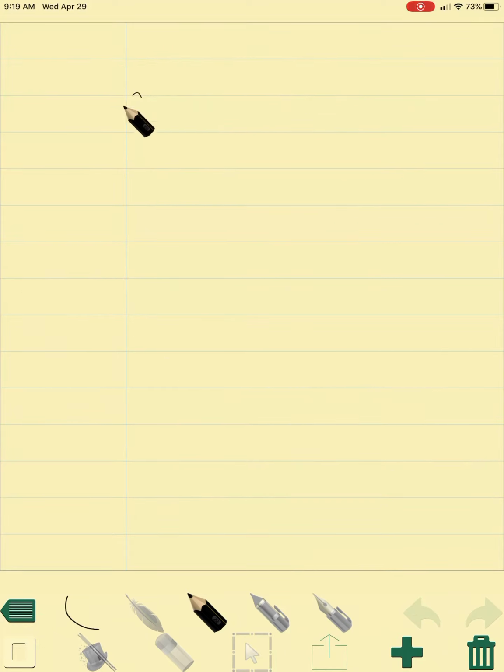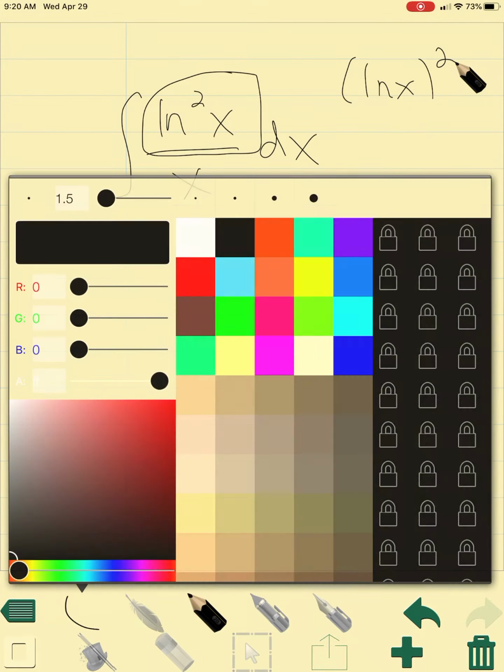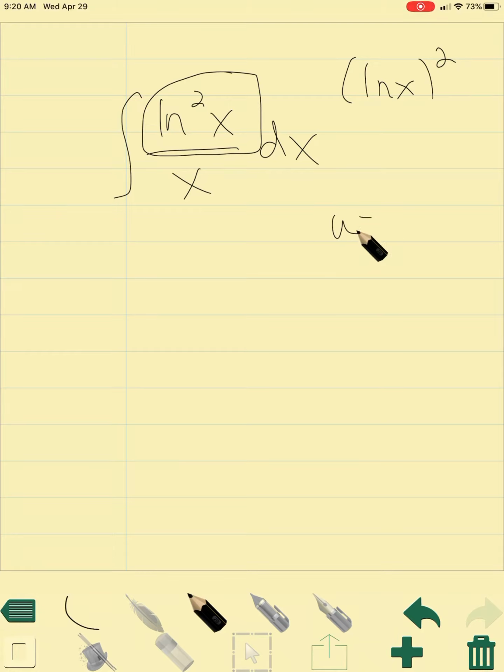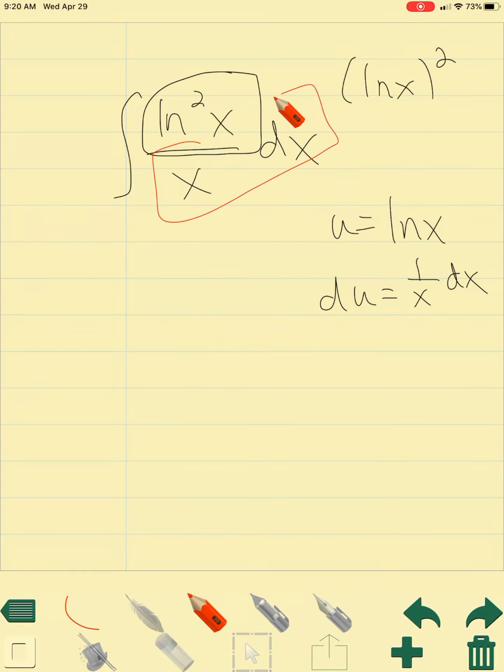And I'll do one more, last one. If I look at the integral of the natural log squared of x over x dx, and I'm looking at integrating this, think of what's on the inside. Well, we have this squared, so we think that, okay, this is the natural log of x squared. So I'm going to make my u value equal to just the natural log of x. So my du is equal to 1 over x dx, which is nice because we have the 1 over x right there. So this 1 over x dx is just equal to my du.